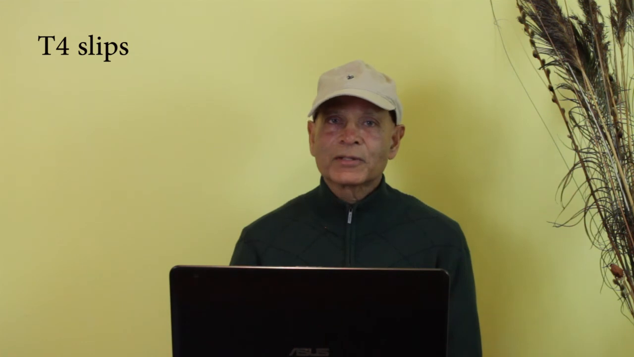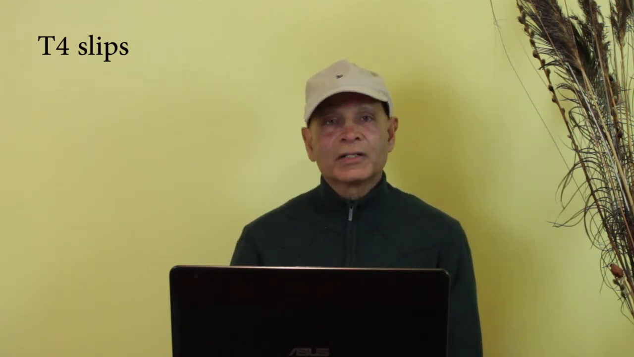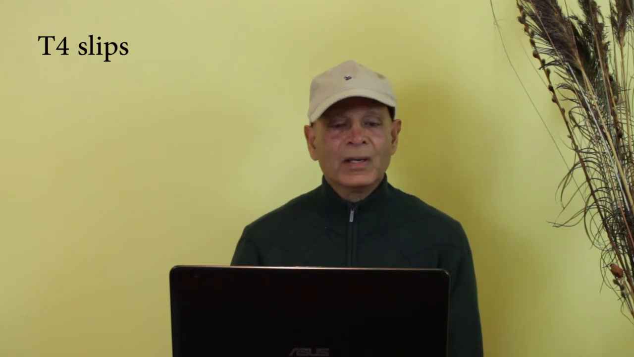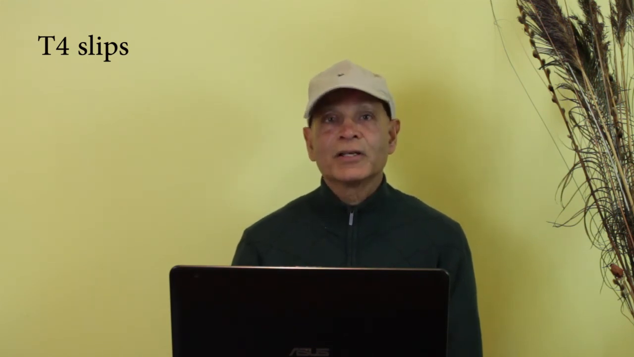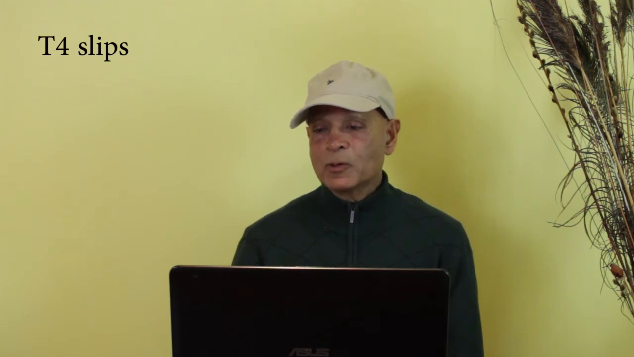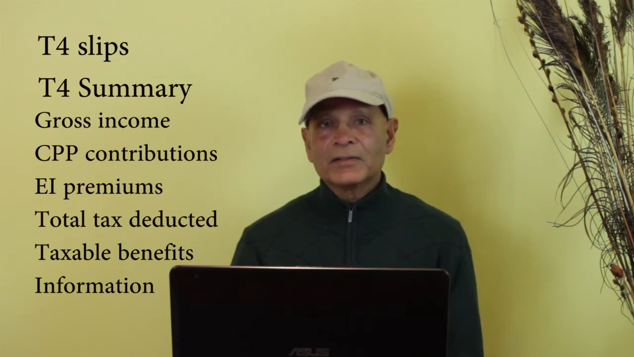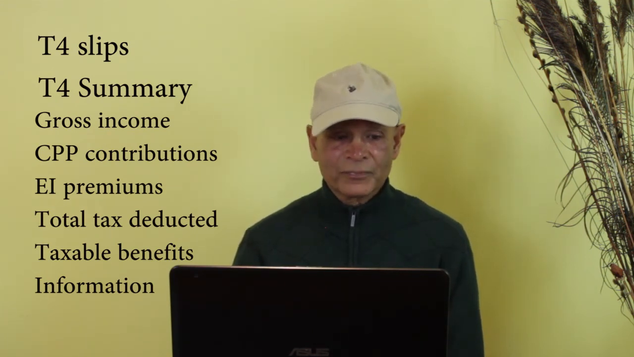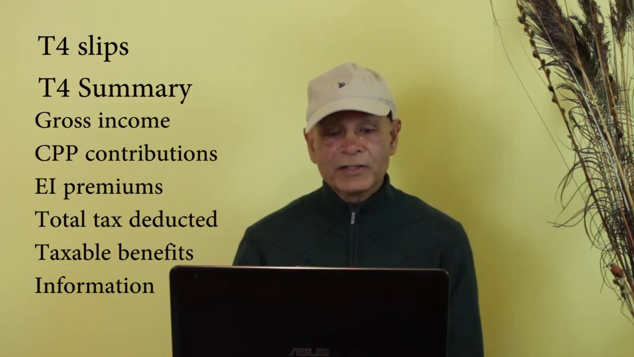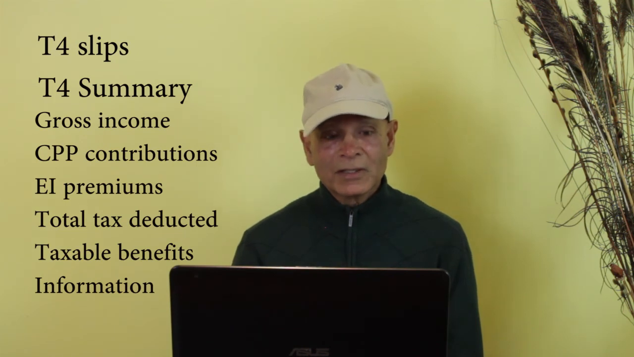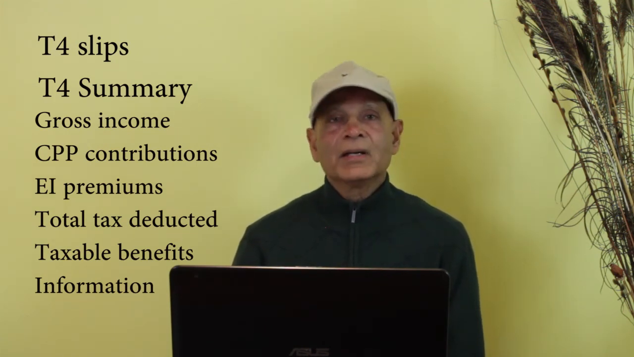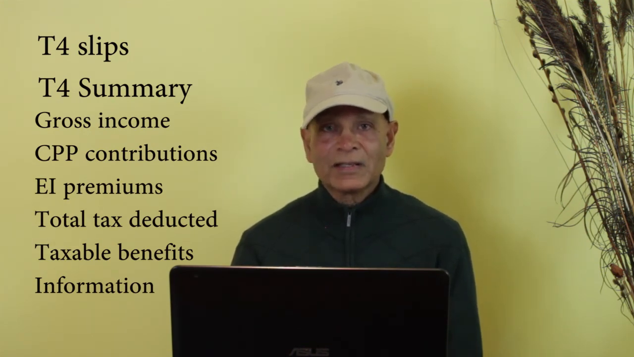At the end of the year, the employer will issue T4 slips to all the employees. The T4 states the employee's gross pay and the various deductions that were made during the year. Besides this, the employer may be required to submit a T4 summary to CRA. This summary gives the following information: employment income before deductions, Canada Pension Plan contributions, employment insurance premiums, income tax deducted, taxable benefits, and employee and employer information.